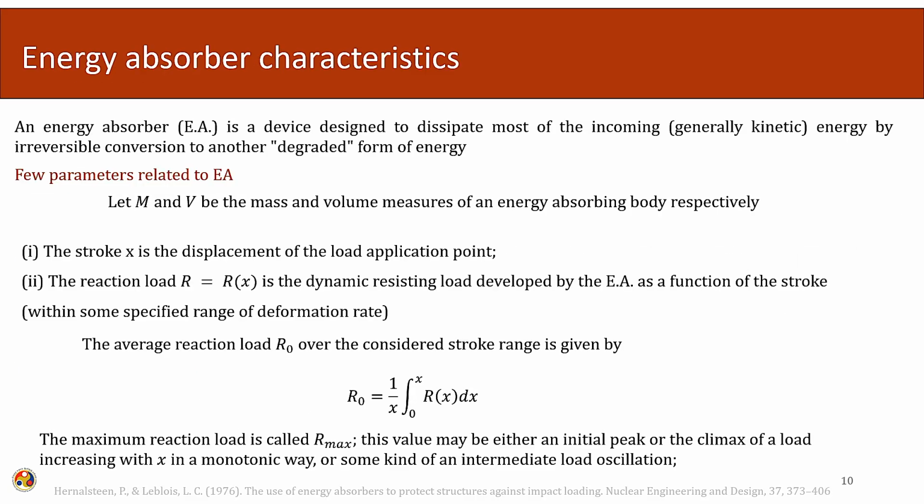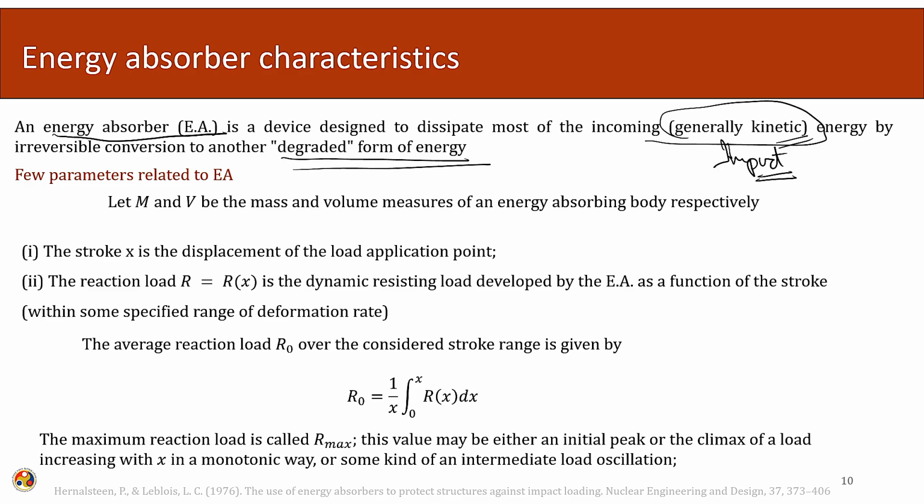Moving ahead, the characteristics of energy absorbing materials. Now, what we are trying to do is quantify the energy absorption characteristics of the different types of mechanisms used. So, what should be there in an energy absorbing material? An energy absorbing material is a device designed to dissipate most of the incoming energy, generally kinetic, because we are now dealing with the impact event. In the impact event, the kinetic energy is the one which we need to dissipate, and it does so by irreversible conversion to another degraded form of energy.